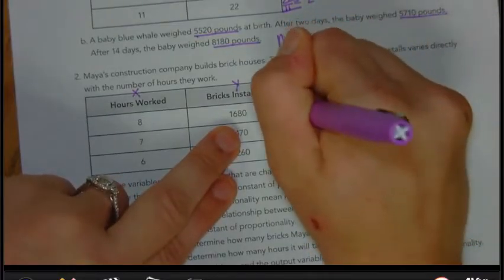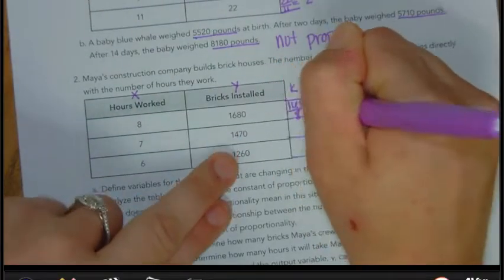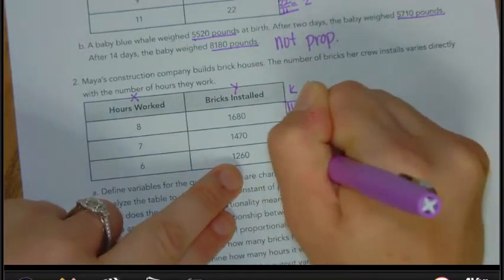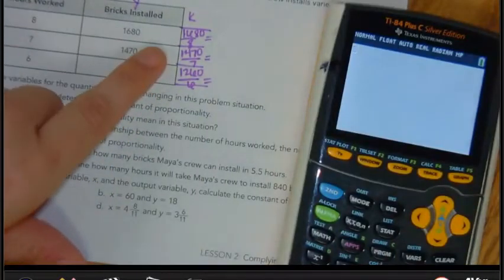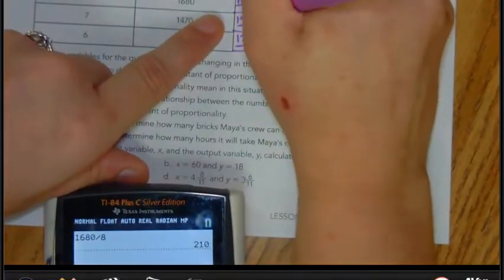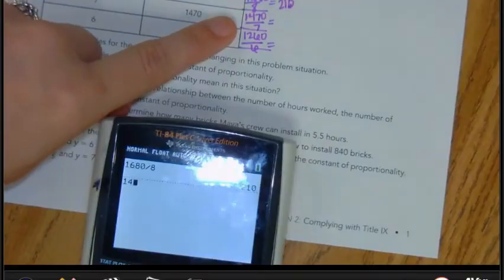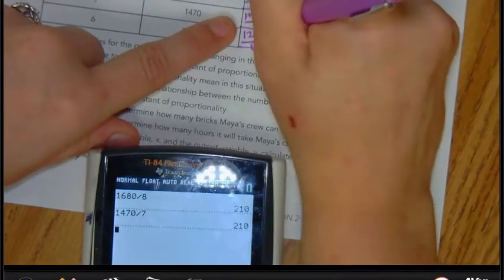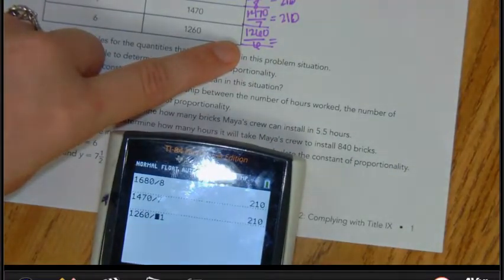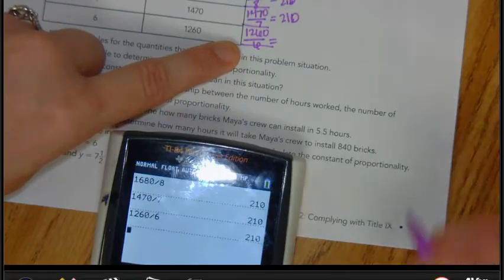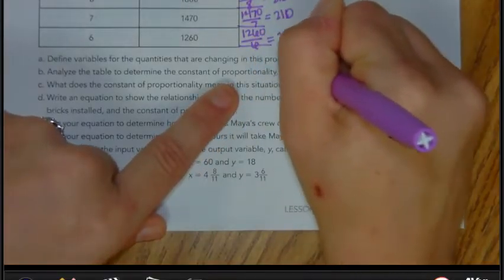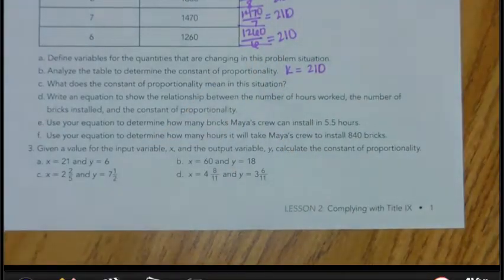So I'm going to have 1680 over 8. I'm going to have 1470 over 7. And then 1260 over 6. We're going to use our handy dandy calculator. And I'm going to see that I can do 210 bricks an hour here. 1470 divided by 7, 210 bricks here. Well, we're doing pretty good here. Let's see. Can we do it? Nope, not 210. 6. And look, our constant of proportionality, so for B, our K value is 210.